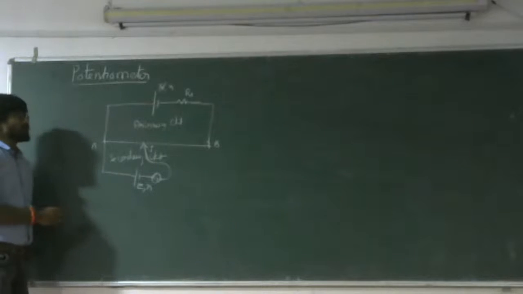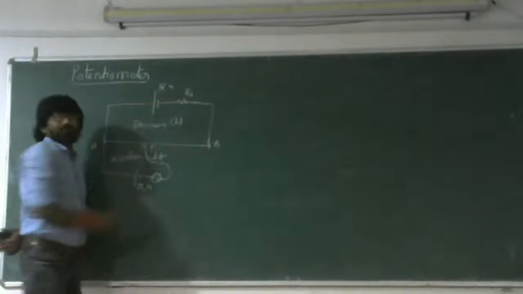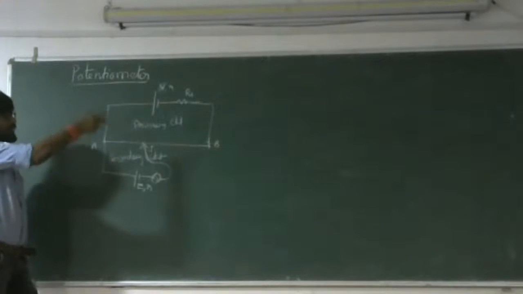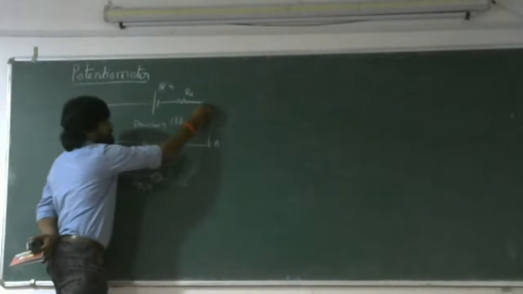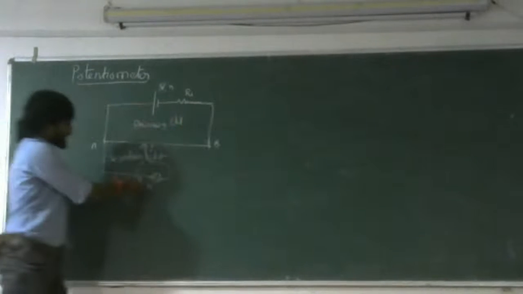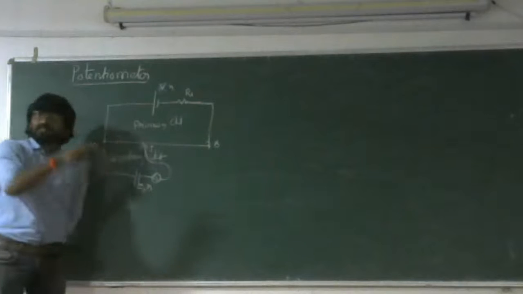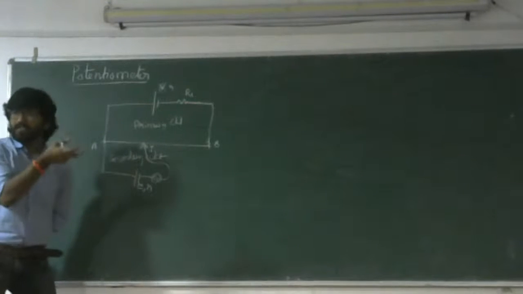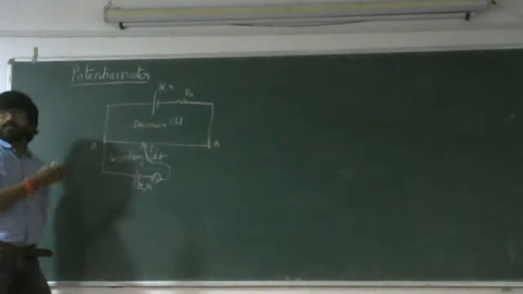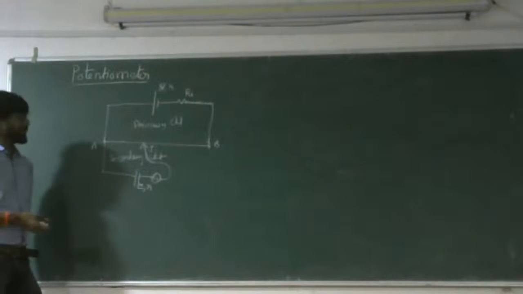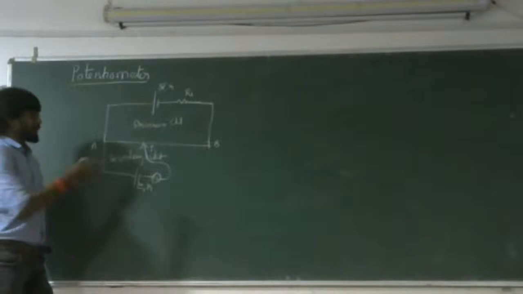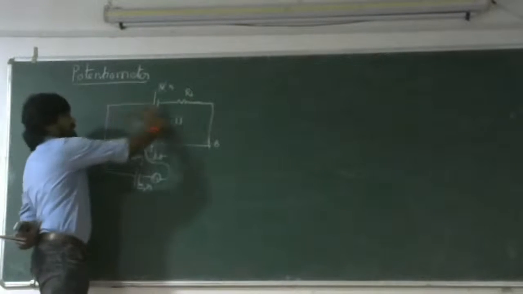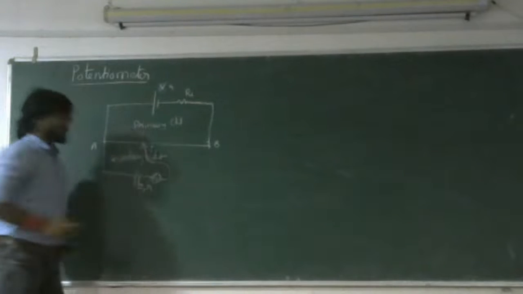As I told, here you may have different resistance combinations with a key, and you can also connect some other resistance like a variable resistor, a resistance box, or a variable resistance itself. So different arrangements you can have. Overall, this part of the circuit is called the primary circuit. This is called the secondary circuit.